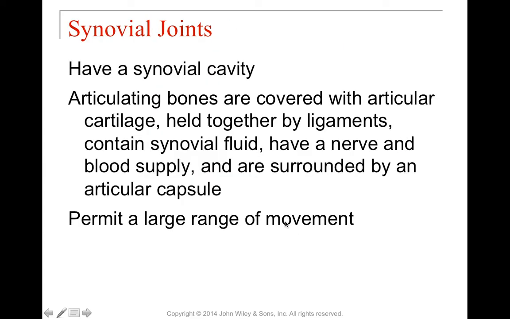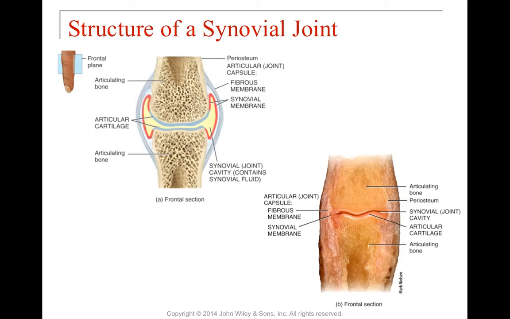All right, synovial joints are what you think of when you classically think of joints. They have a synovial cavity, and it's when articulating bones are covered with cartilage, then held together by multiple ligaments. Inside, we have synovial fluid inside that cavity. They also have a nervous system, blood supply, and they have an articular capsule. And these are going to permit the largest range of motion.